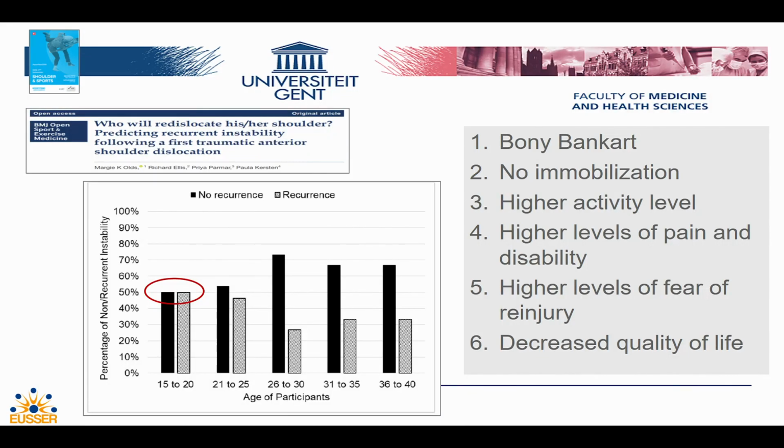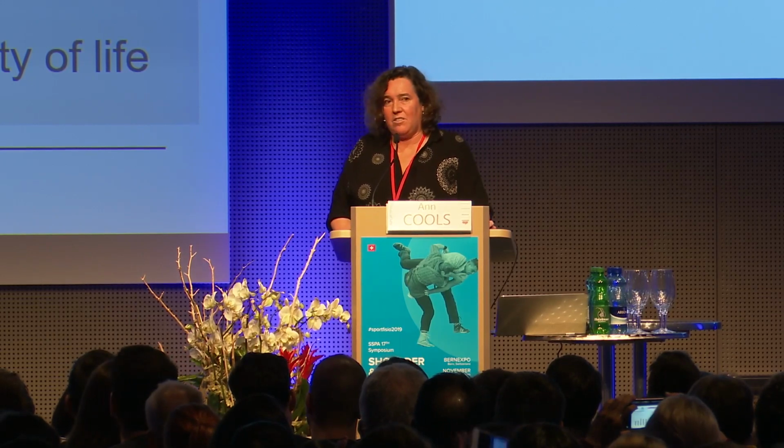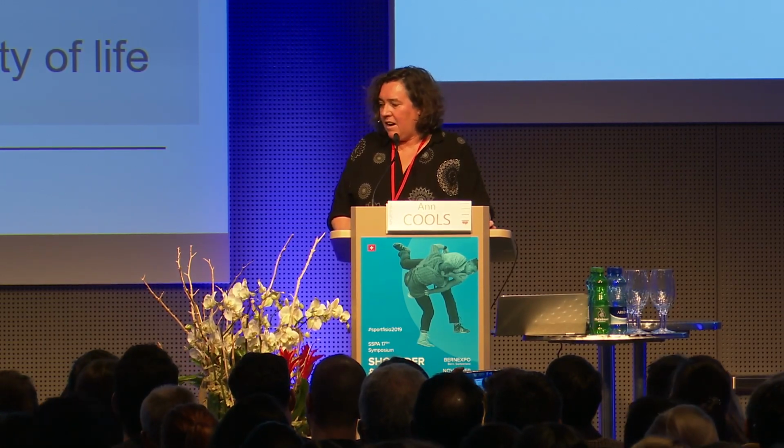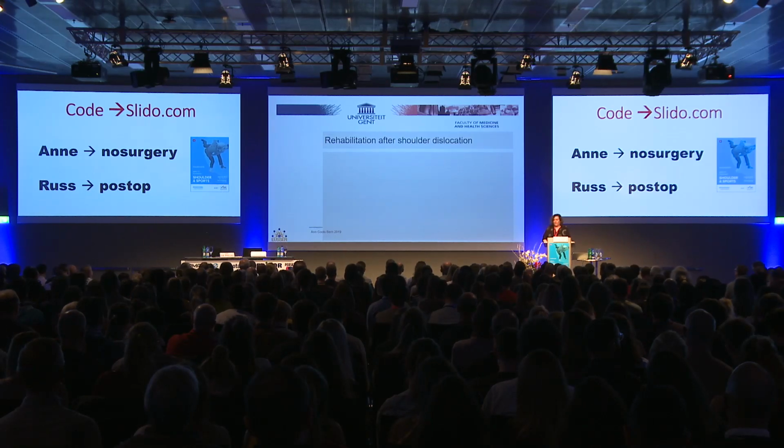But besides age, she also highlighted other risk factors for redislocation, and the most important one was a bony Bankart lesion. So if you have knowledge of a fracture of the glenoid, this is a high risk factor for recurrence of dislocations. She also found that no immobilization increases the risk for recurrence, higher activity levels, and then some psychosocial factors like higher levels of pain and disability, higher levels of fear of re-injury, and decreased quality of life. So these all are things that we have to take into account when we see a patient after a first-time acute dislocation.